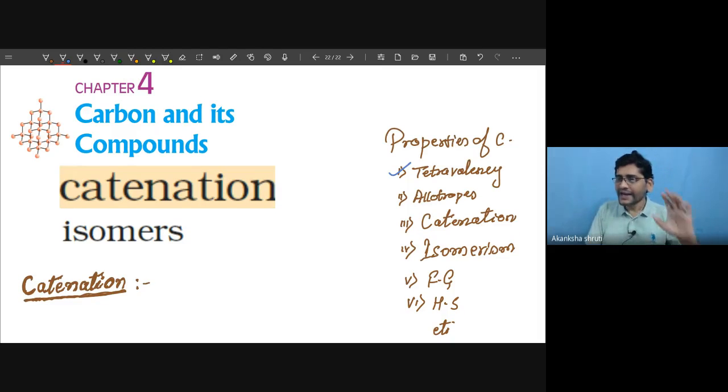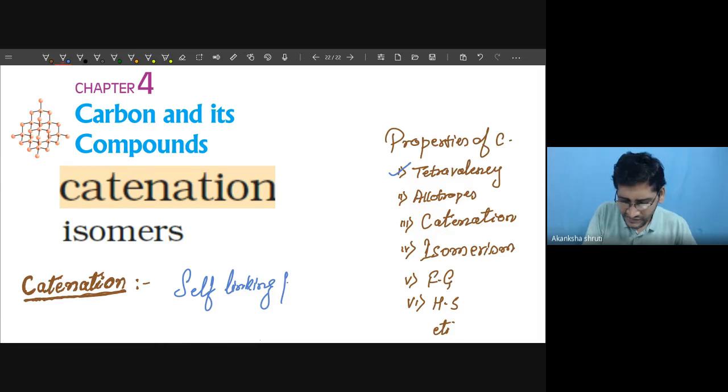Students, catenation simply means self-linking property. So self-linking property is called catenation. Say I want to link with myself. Is it possible? Linking with my nature means if there is another Sujit, and one Sujit is linked with the other Sujit, then it is called self-linking.